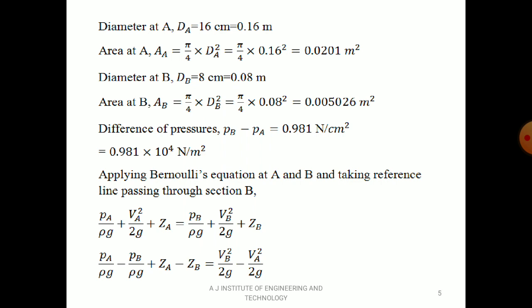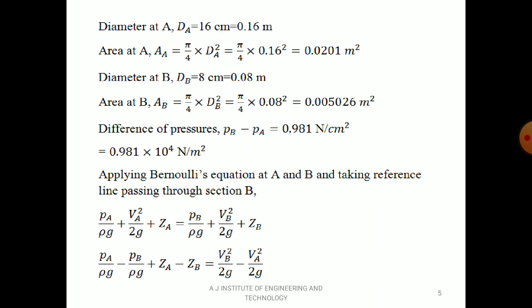So given data: diameter at A, dA equal to 16 centimeter, that is 16 by 100 to convert from centimeter to meter, so it becomes 0.16 meter. Area at A, that is AA equal to pi by 4 dA square, so pi by 4 into 0.16 square, that is equal to 0.0201 meter square. Diameter at B or diameter at throat, dB equal to 8 centimeter, that is 8 divided by 100, equal to 0.08 meter.